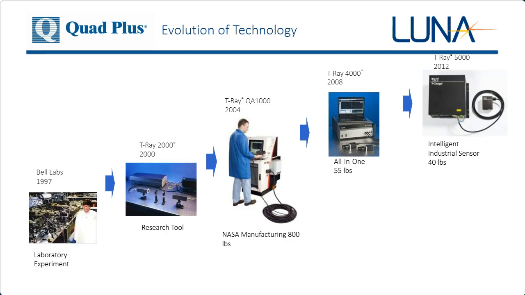The product has evolved from the laboratory all the way tools to some early manufacturing work with NASA on the space shuttle, to our more compact versions, and now the T-Ray 5000, which we've been building since 2012. We're currently bringing out the latest generation of that product, called the 5600, which I'll show you a picture of later. But over that evolution, we've made the systems more compact, more robust, more manufacturable, and phenomenally less expensive, by almost a factor of 10.